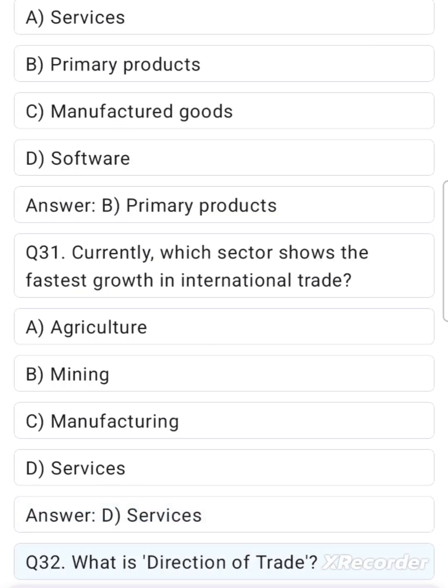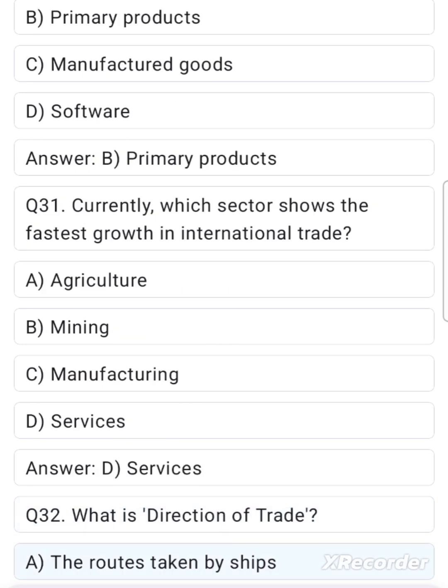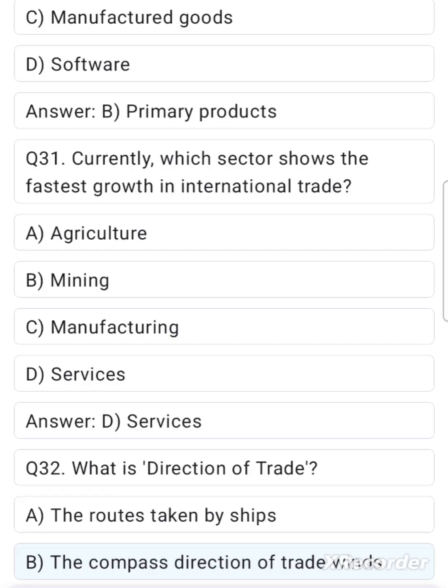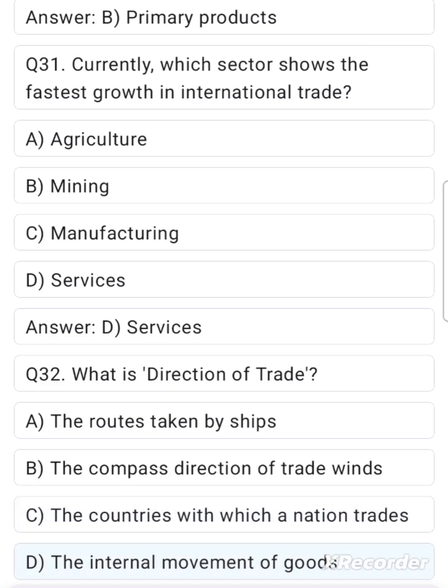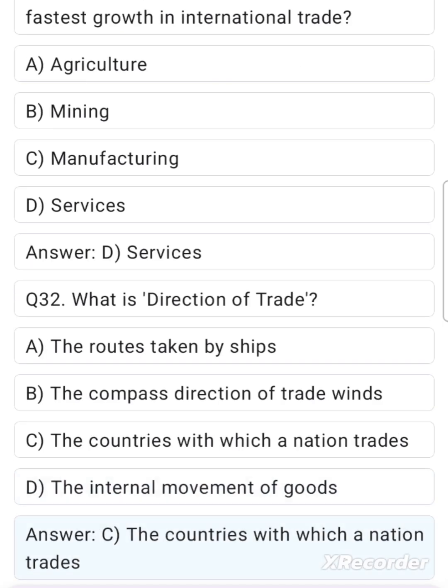Q32. What is direction of trade? A. The routes taken by ships. B. The compass direction of trade winds. C. The countries with which a nation trades. D. The internal movement of goods. Answer. C. The countries with which a nation trades.